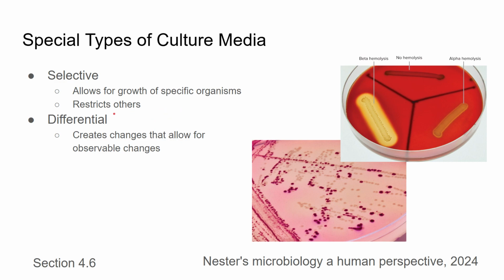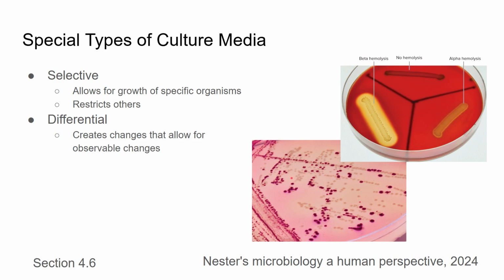A differential is going to be a culture type that will create a visible or observable change. So for example, this pink one shows that some of them turned pink and some of them did not. And so this just shows that some metabolic activity took place in one but not in the other.